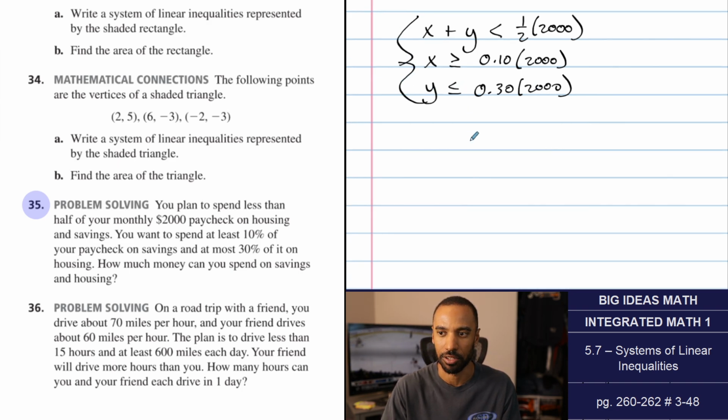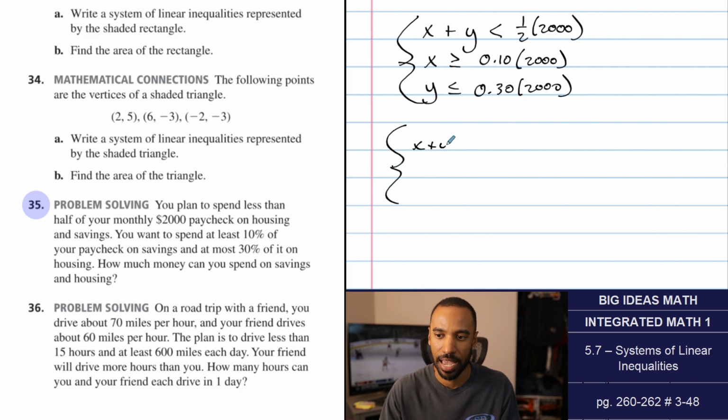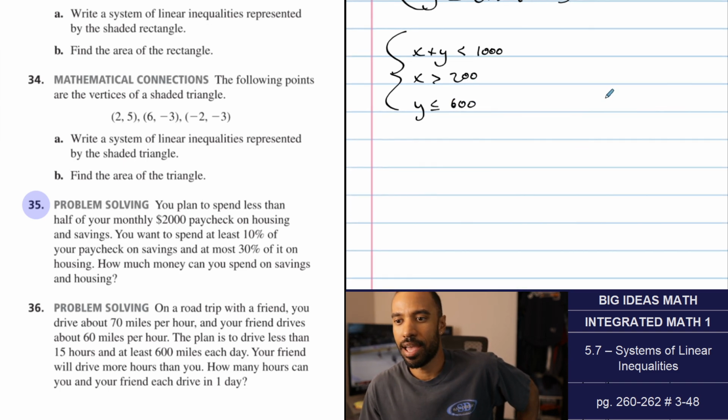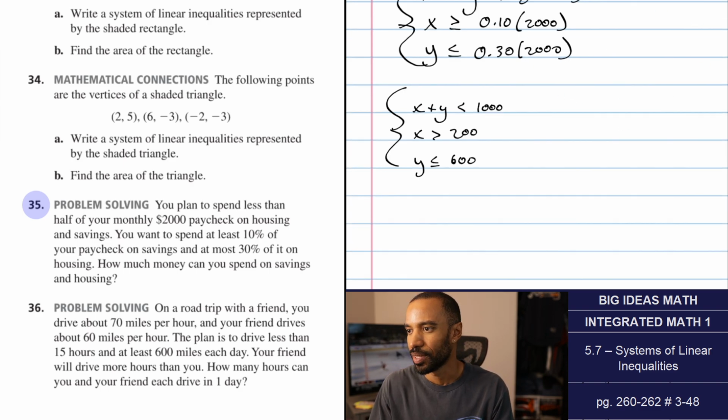I might use the graphing calculator for this one if this gets a little weird. So let's clean that up. X plus Y is less than 1,000. X is greater than 10% of 2,000, which is 200. And Y is less than or equal to 30% of that, which is 600. So as far as we can use these, just turn them into thousands. As well, oh, where's my first quadrant one? Hold on.